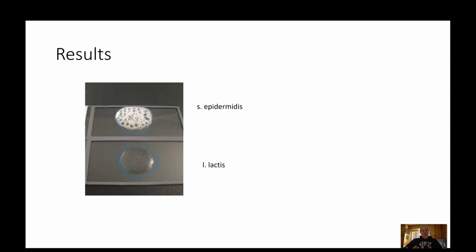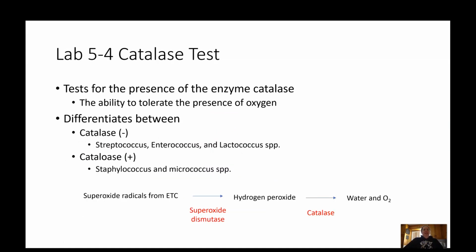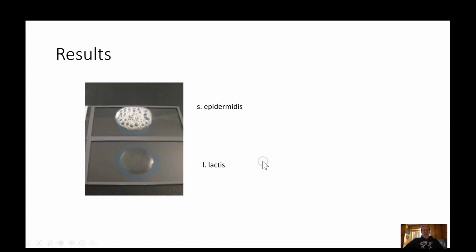So if we were doing this in class, we would test two different bacteria, Staphylococcus epidermidis and Lactococcus lactis, as on the previous slide. Lactococcus species are catalase negative. Staphylococcus species are typically catalase positive. So we see that result confirmed here. And again, this is a really vigorous result. This is a very, very bubbly result.